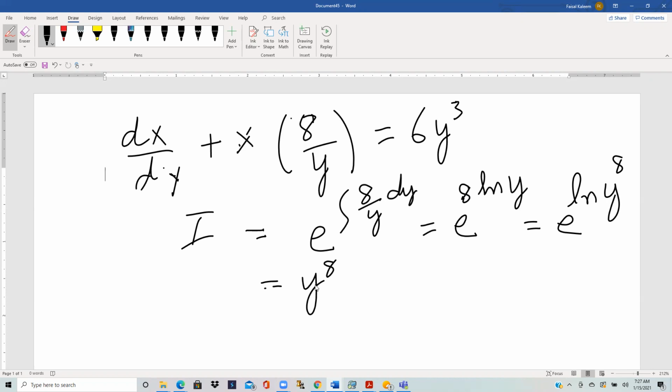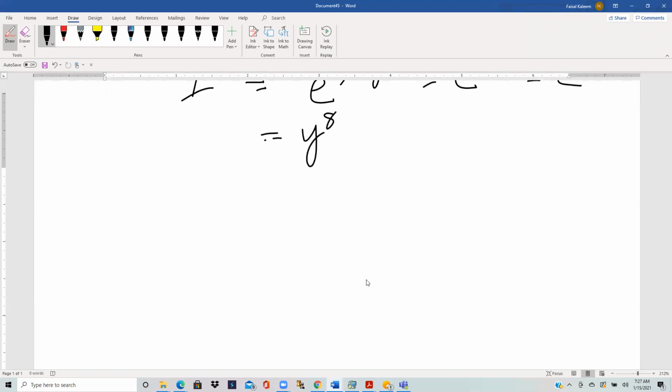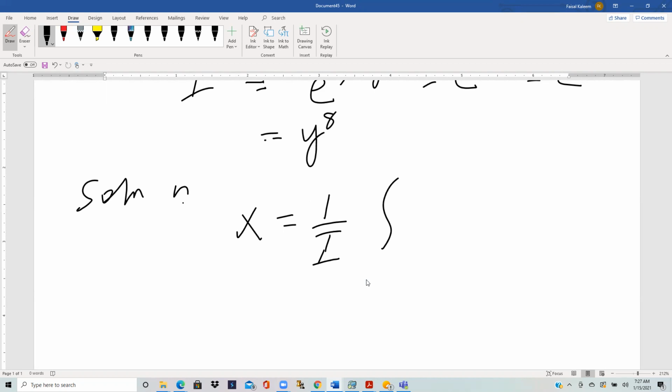So the integrating factor is y power 8, and then the solution now will be, so remember when we had the x and y interchange, the solution was y is equal to, now it will be x is equal to, and you had 1 over I, that is still going to be the same. And then in the integral, you had I times g. So you will have I times g. Now it will be dy because those will all be functions of y, plus c.